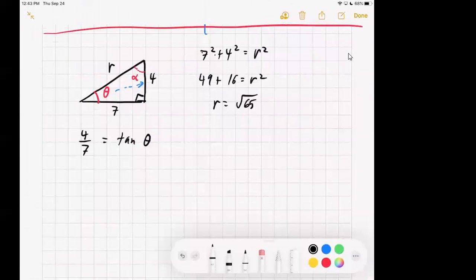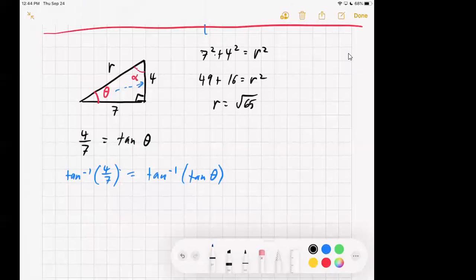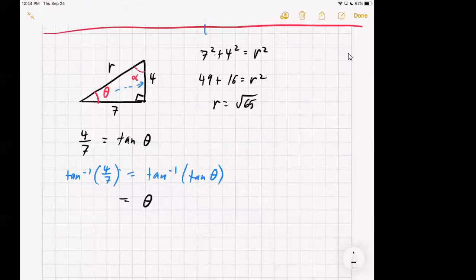Technically, we usually don't write this step. I'll do this in blue. Technically, what we're doing is taking the inverse tangent of both sides. But the inverse tangent is the function that undoes the tangent. So the result of that is you're left with theta. When you take the inverse tangent of the tangent, you're just left with the angle. So that will equal the inverse tangent of 4/7.